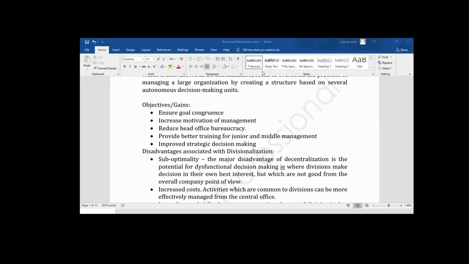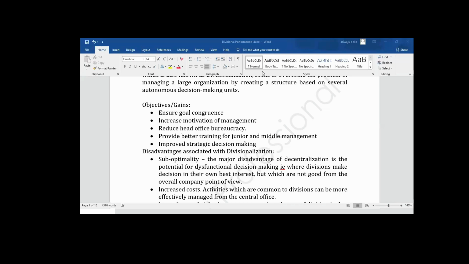That is suboptimality. It's very possible to have your division in Abuja and the head office in Lagos. You have a corporate head office in Lagos and the division is located in Abuja. At Abuja, we have a divisional manager. This manager can take a decision that is favorable to the division, but not in the best interest of the company as a whole. That is what we call suboptimality. Dysfunctional decision making.